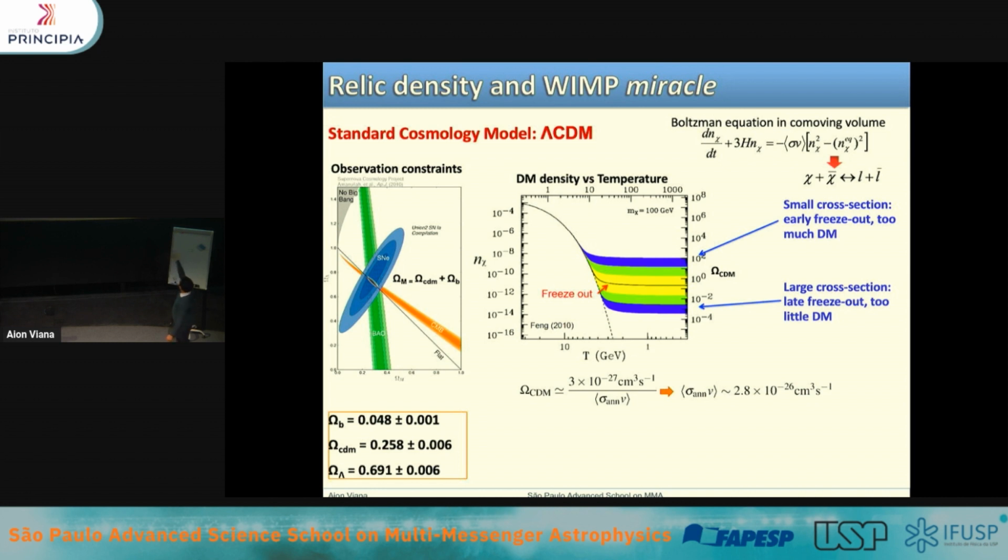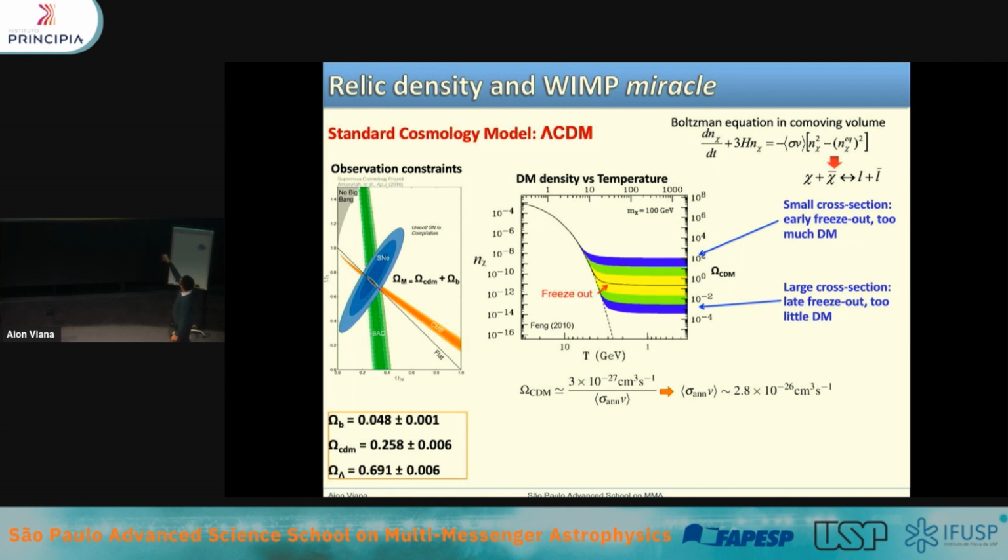And what happens is that at a certain point, because of the expansion and the cooling of the universe, this reaction will not take place anymore, and everything that gets annihilated will not go back into dark matter. So at a certain point, we're going to have a freeze out. That's what we call a freeze out.